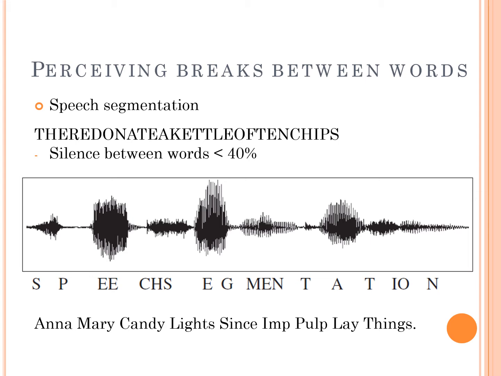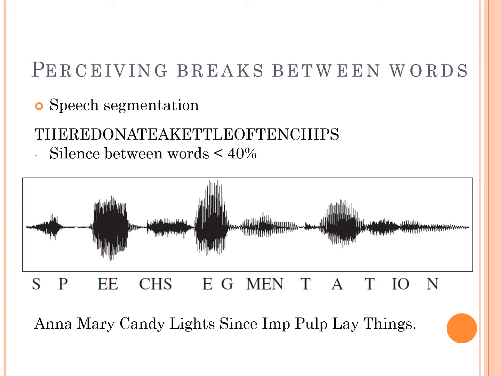Again, when we are reading, these things are split apart. When we're speaking, they're not split apart, but there are other aspects of the speech stream that are giving us cues to what words are, and that is that we're saying the appropriate phonemes. So the red on a tea kettle often chips makes a lot more sense, right?